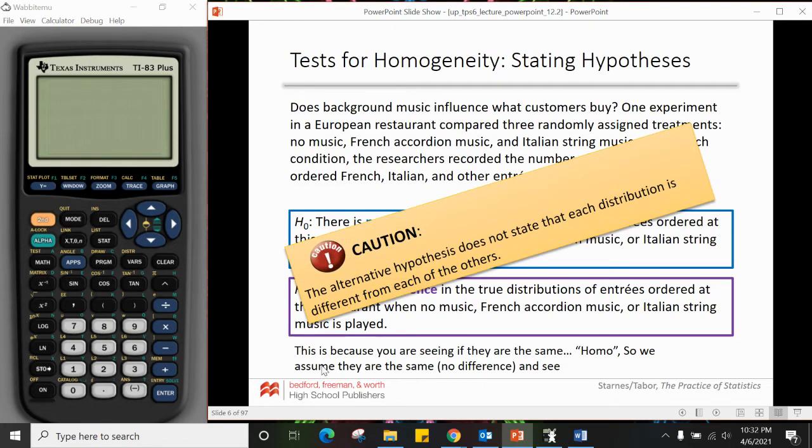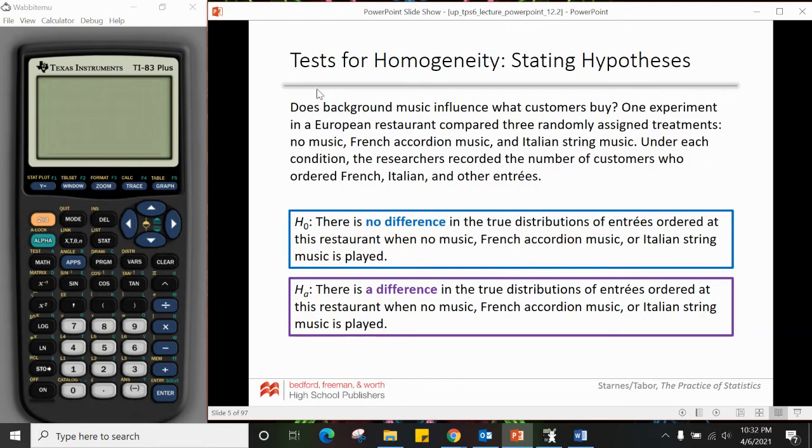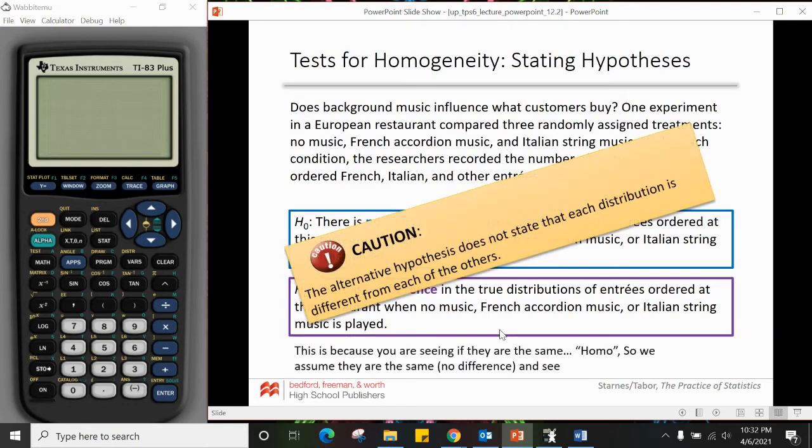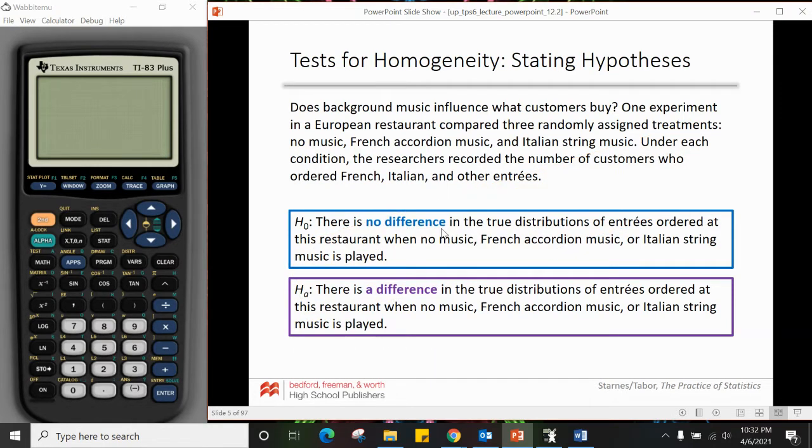as I wrote it down here, we normally say two things are equal, or in this case, a couple things are equal or the same. And since we're testing for homogeneity, that root word homo means same. So we assume they are the same, or there's no difference. No difference would mean they're the same. So that's a little way to remember this, hey, this is really the first time we're seeing our null hypothesis have the word no in it.